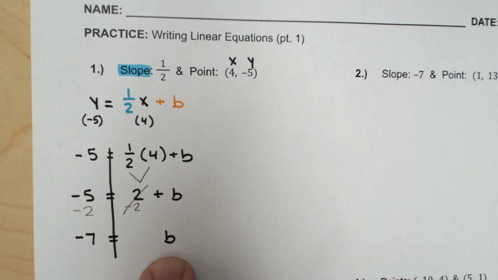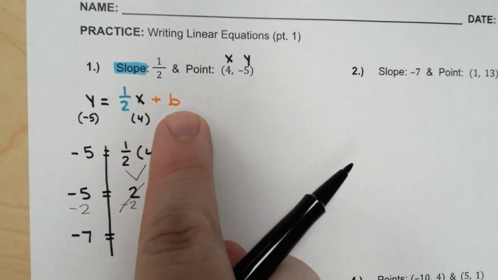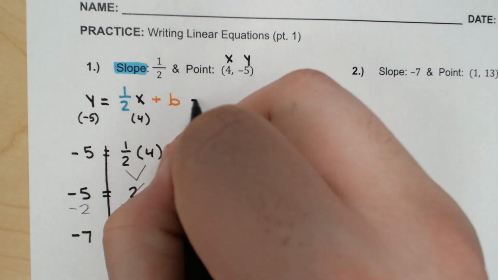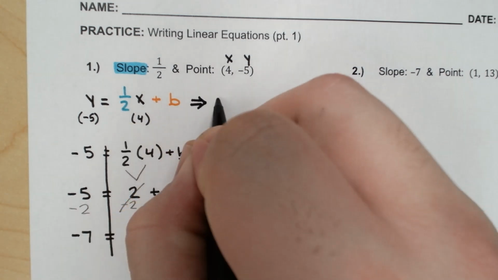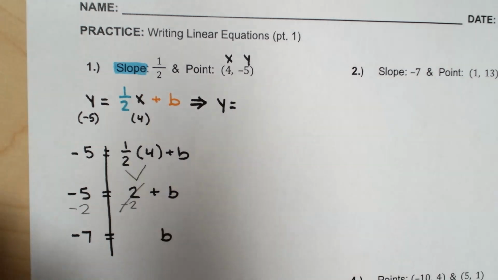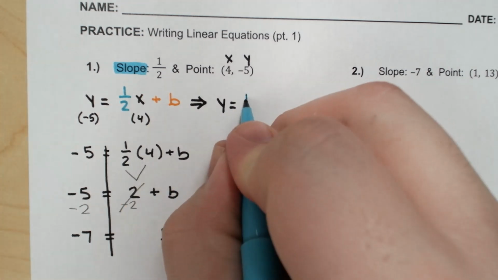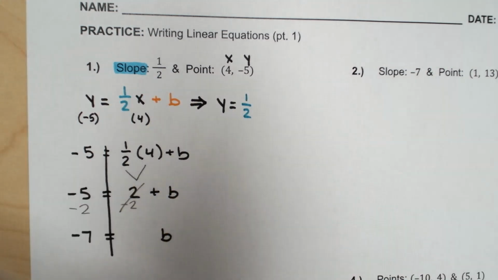And with that, now I know what this missing value is up here. So, let me rewrite this equation. Our answer is y equals 1/2 x, and then this -7.